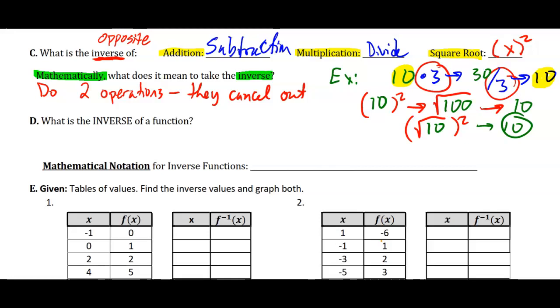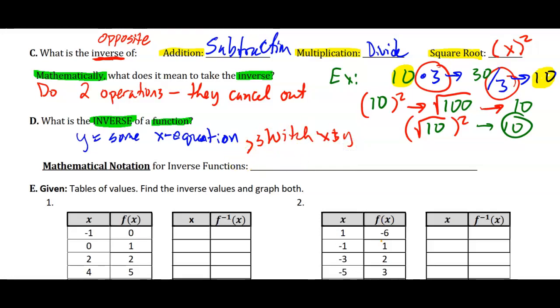So what does it mean to take an inverse of a function? Well, if I'm looking at a function, essentially I have y equals some x equation. And I think about what's opposite. The idea here is I want to switch the x and the y values. That's pretty much the main concept, okay?